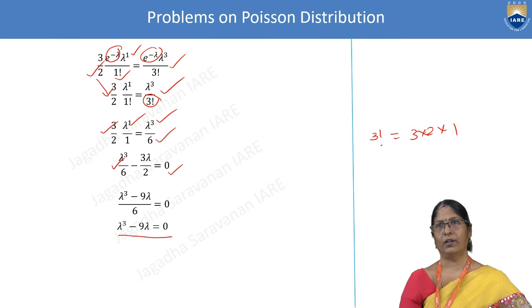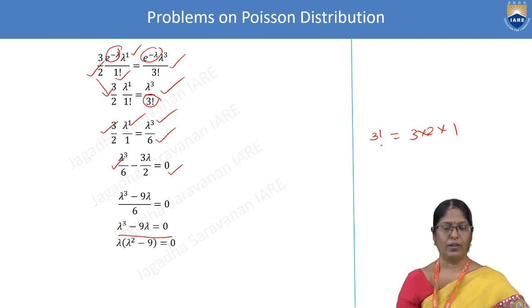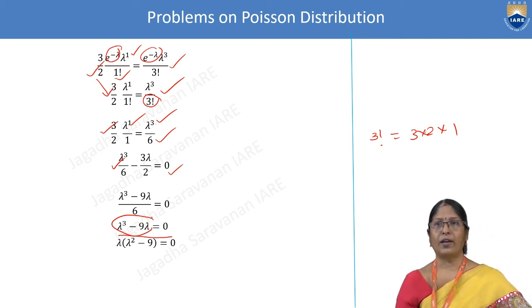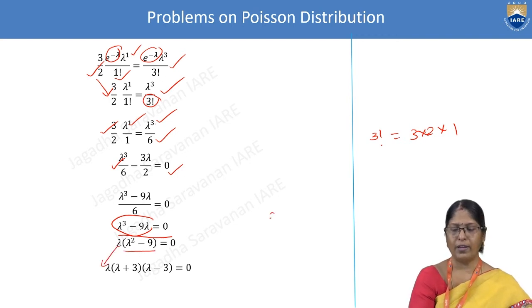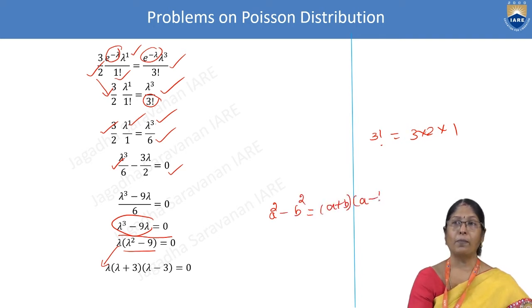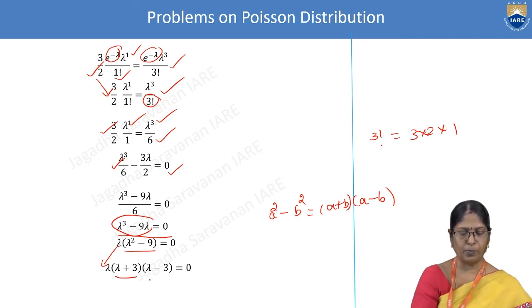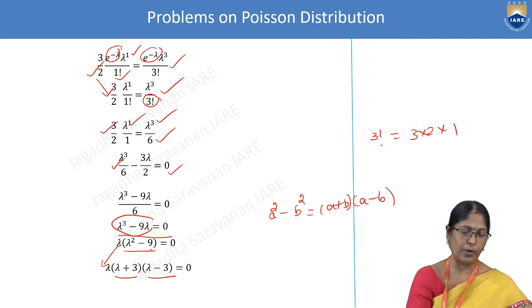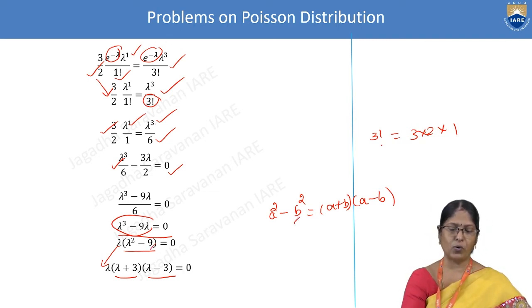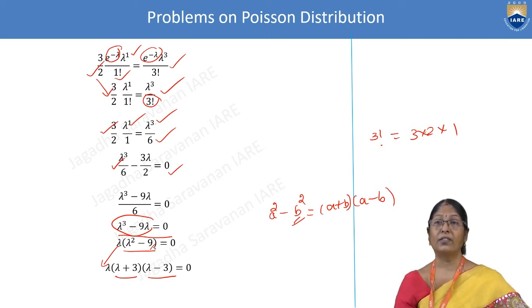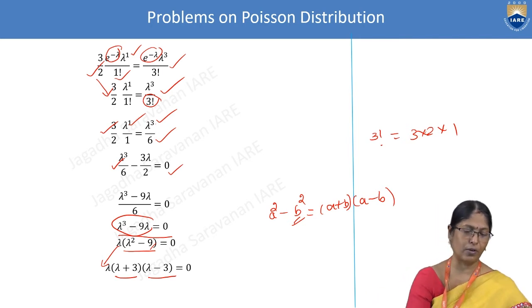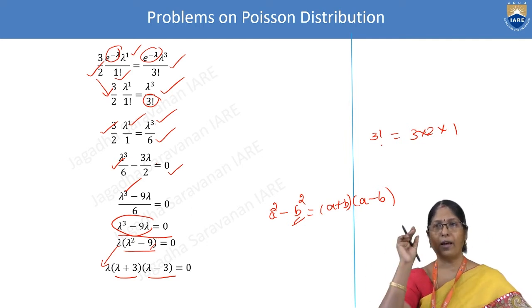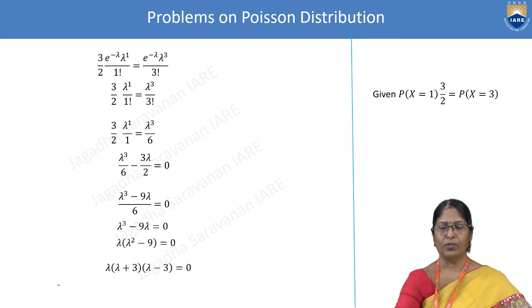We got a cubic polynomial in terms of lambda. In this, lambda is common, so we take it out, and lambda is written. This is nothing but the a square minus b square formula, a plus b into a minus b. So here a plus b, here a minus b. Our b is playing the role of 3, that is, in the place of b square, 9 is there, which is nothing but 3 square. Compulsorily we should get 3 values of lambda, because ours is cubic in terms of lambda. So this is our question.